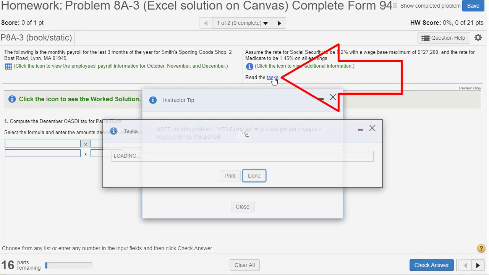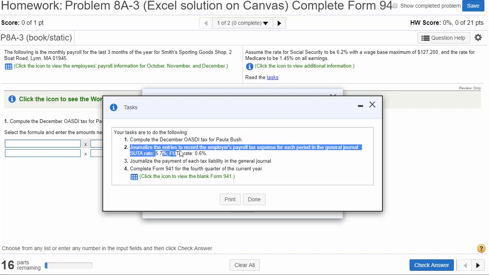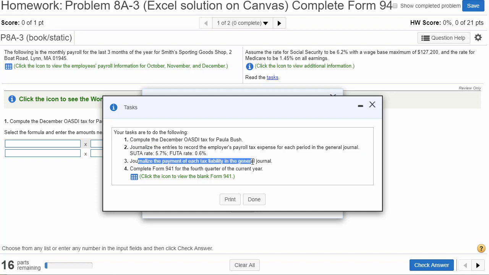We're going to click on here to read the tasks. So this is what we're going to do. Compute the December OASDI tax for Paula Bush because she goes over the limit. It's a little bit challenging. And then we're going to journalize entries to record the employer's payroll tax expense for each period. And it gives you the SUTA rate and the FUTA rate. And then we're going to journalize the payment of each tax liability. And then we're going to complete Form 941 for the 4th quarter of the current year.